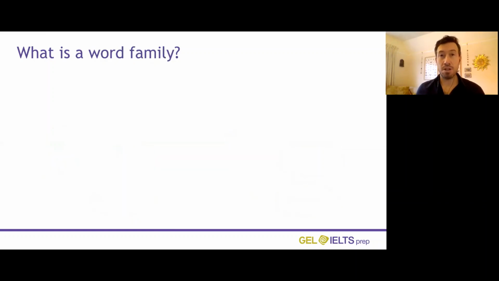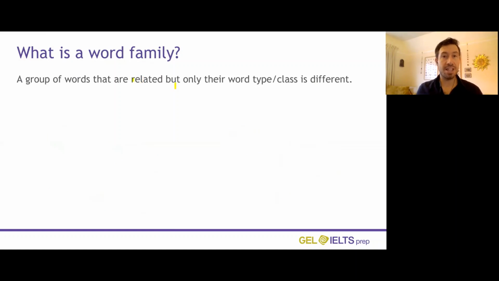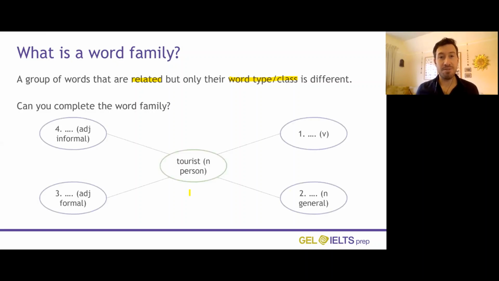Now let's look at what a word family is. A word family is a group of words that are related, but only their word type or class is different. What I mean by word type or class is if it's a verb or if it's a noun or if it's an adjective. Well, let's have a bit of practice. So here is a word family for the word tourist. And what I'd like you to do is try to complete it with the missing words. And if you look at the question below the video and try to answer that.